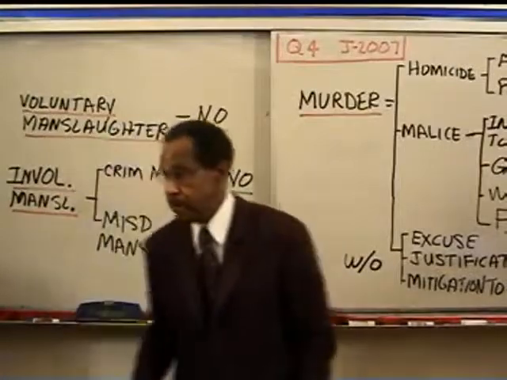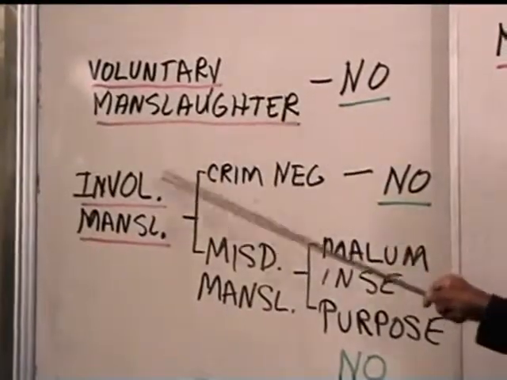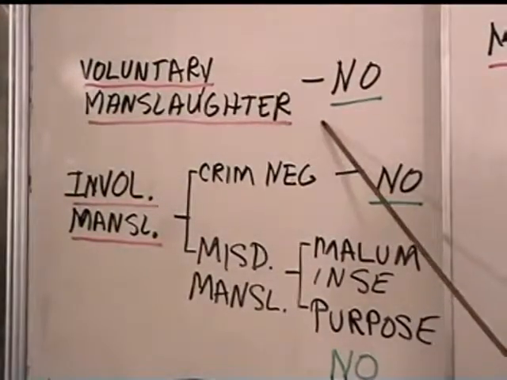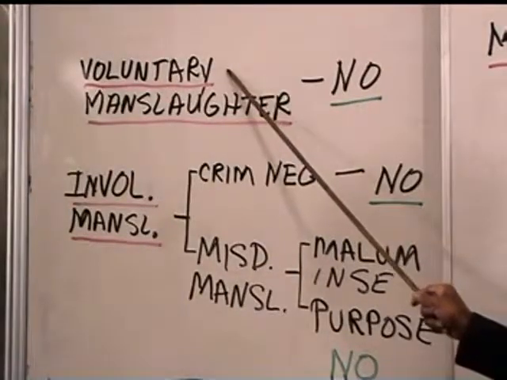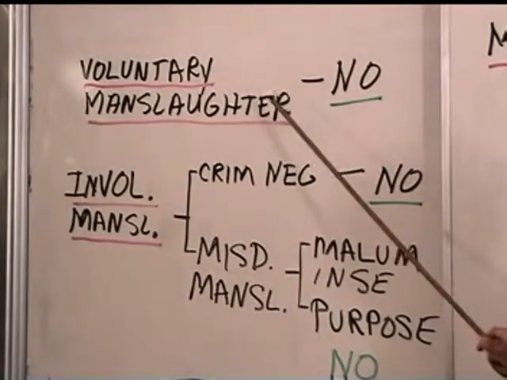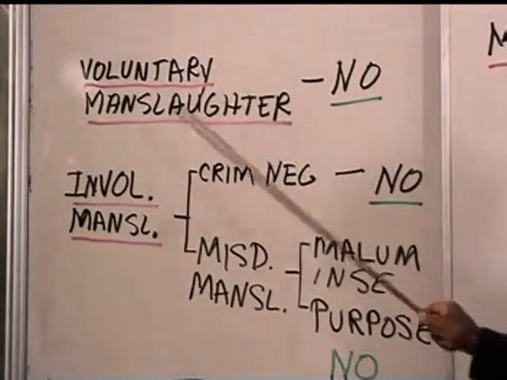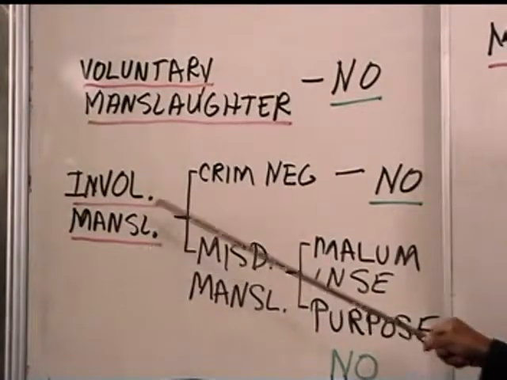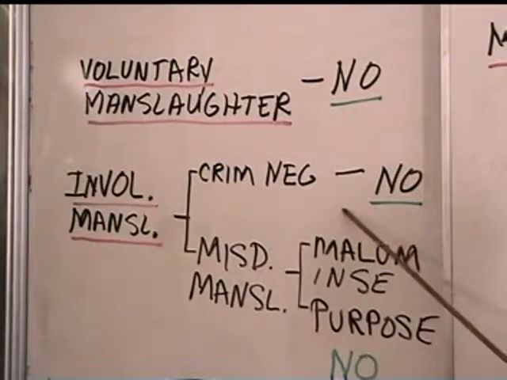They also ask lesser included offenses. The only two are voluntary and involuntary manslaughter. Is Dan guilty of voluntary manslaughter? No. We know why. Because there was no voluntariness to the killing. And furthermore, we're not sure he's responsible for the death at all. And finally, involuntary manslaughter. Two ways to get there. Criminal negligence. We don't have this. Dan was not criminally negligent.